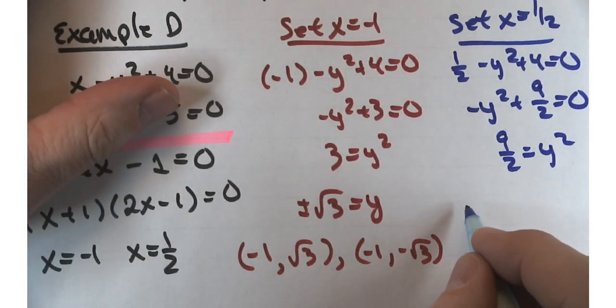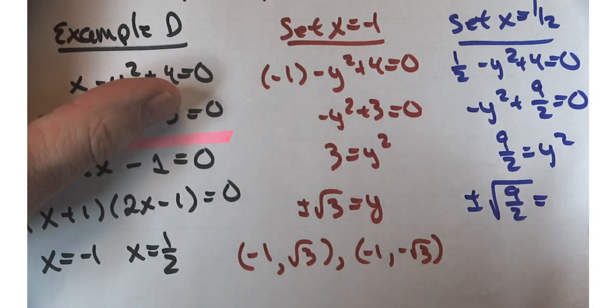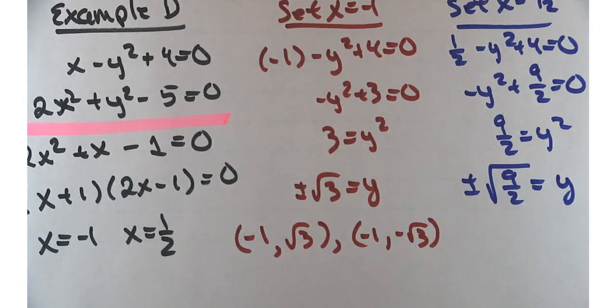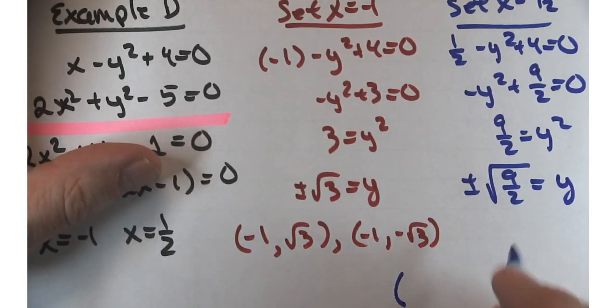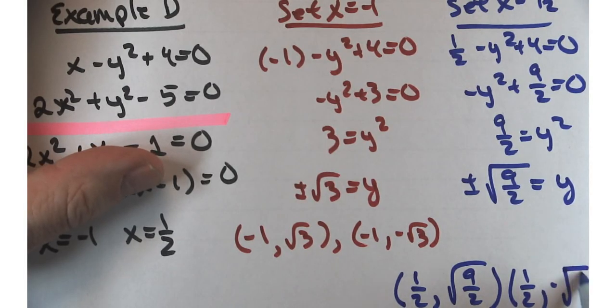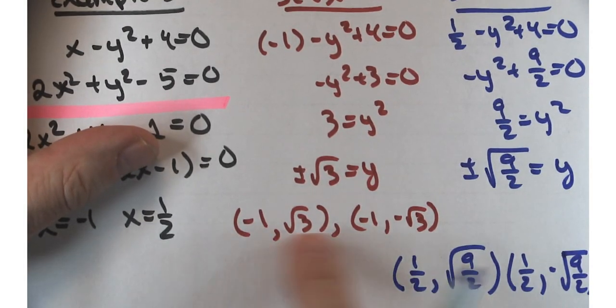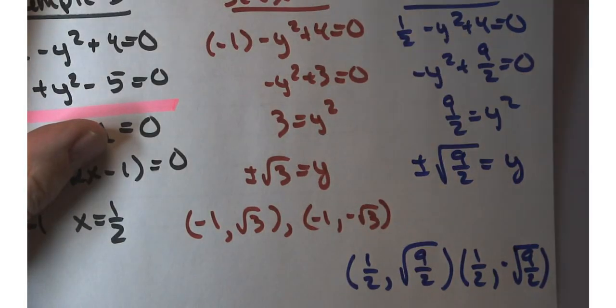You can leave it as the square root of 9 over 2 if you'd like, even though the numerator part simplifies. I'm not really interested in making you rationalize the denominator, that's a different problem. I don't care about that so much. So my final answer there would be when x is 1/2, y could be square root of 9/2, or x is 1/2, y could be negative square root of 9/2. So 1, 2, 3, 4 different points for that particular problem.